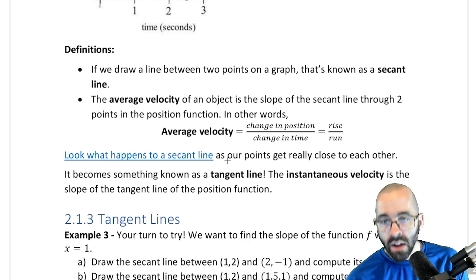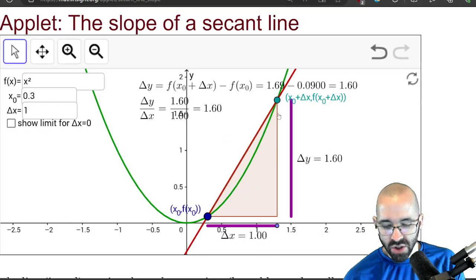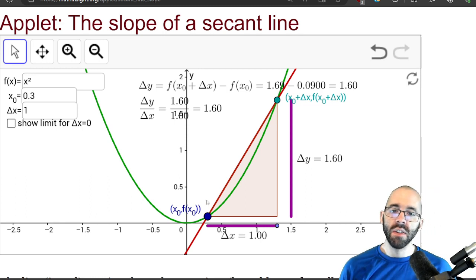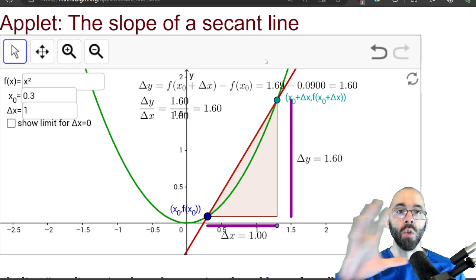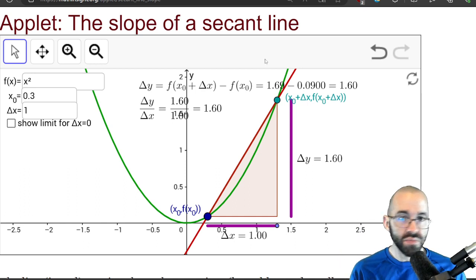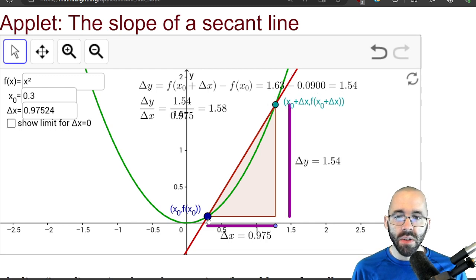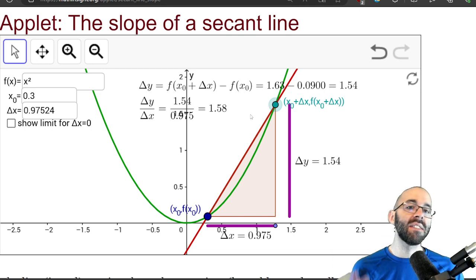Okay. So we have this visualization. And so here we have a green graph. There's a lot going on here, so just ignore most of this. And let's look at this green graph, this green parabola. Now, let's look at these 2 points. I'm drawing 2 points on this parabola, and I'm connecting them with a red line. This red line is the secant line.